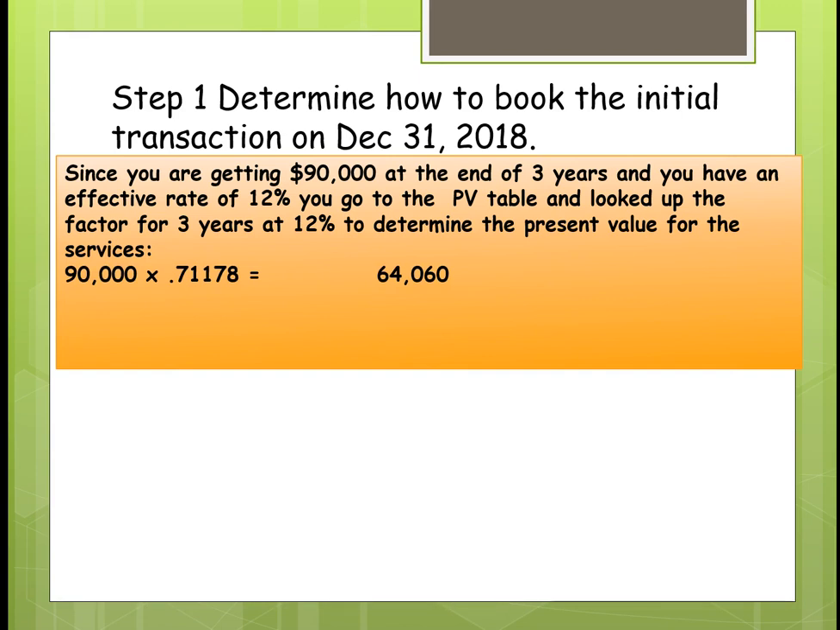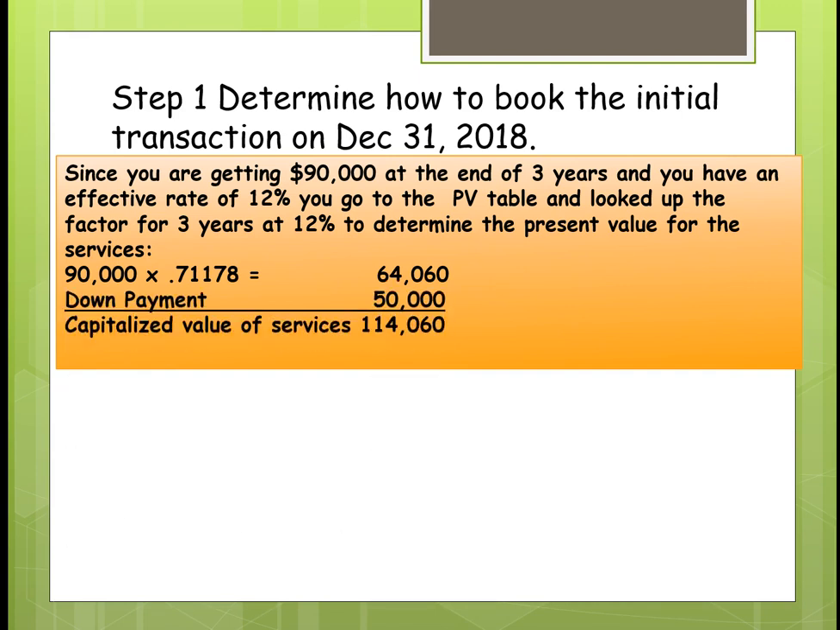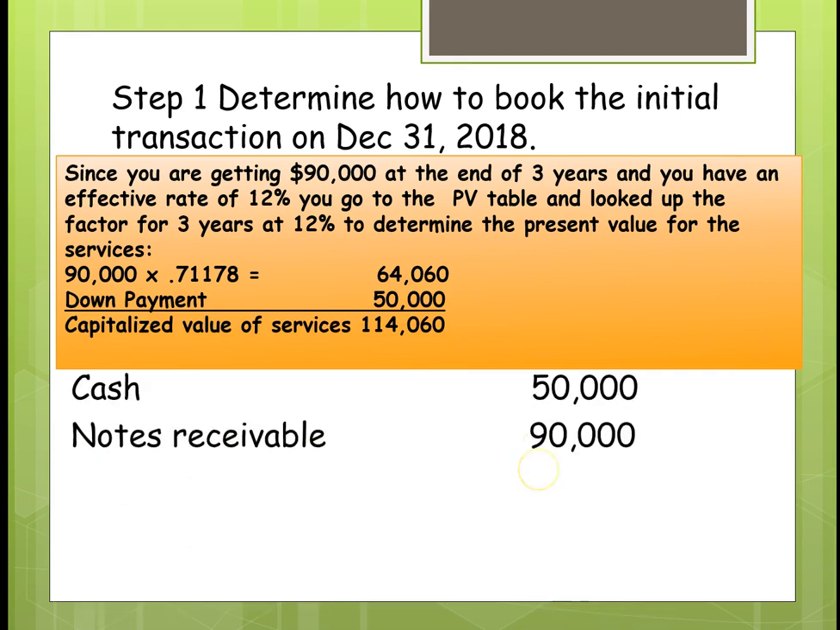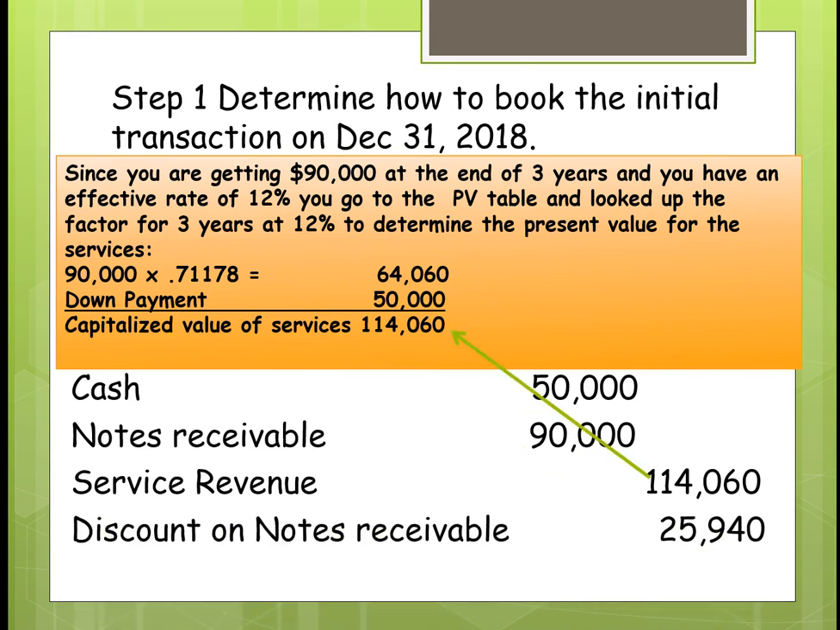And I would go on to the present value table. I would go down 3 periods, and go across to 12% for my factor. Plus the down payment tells us the total value of the services. So I would book cash, notes receivable, service revenue, and the difference would be discount on notes receivable, which is actually interest revenue, which you're going to write off over 3 years.